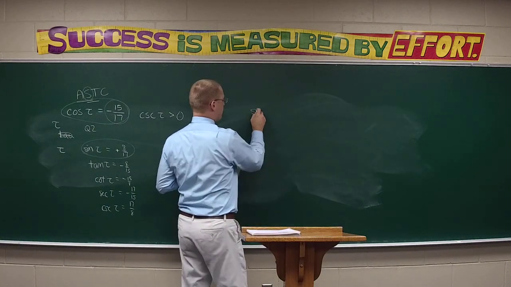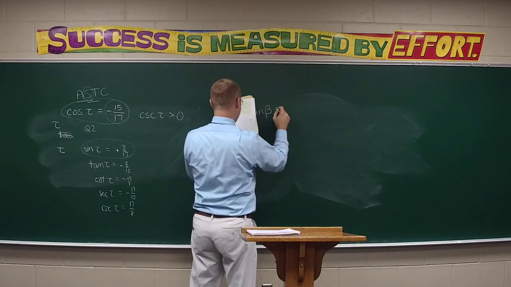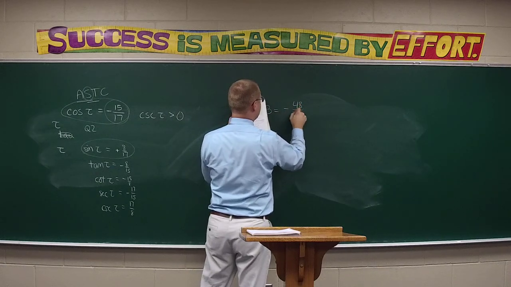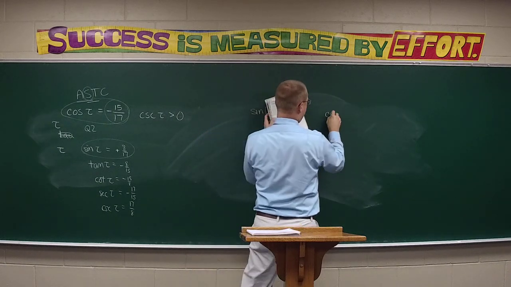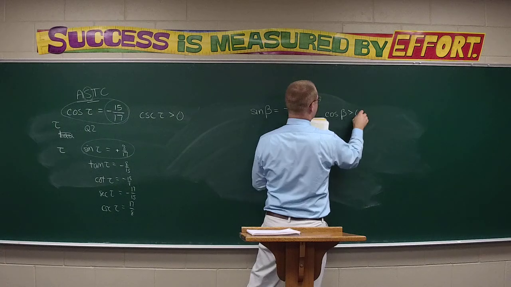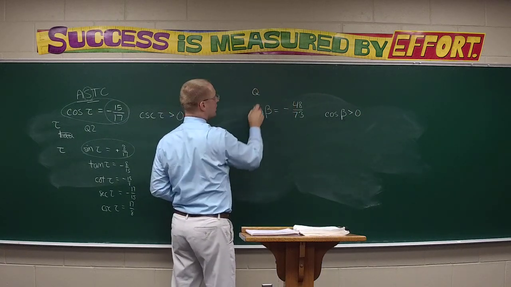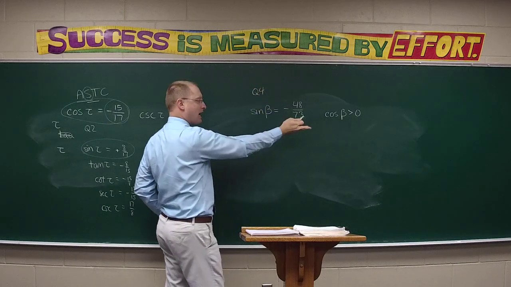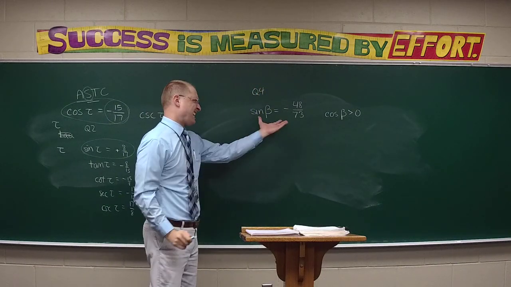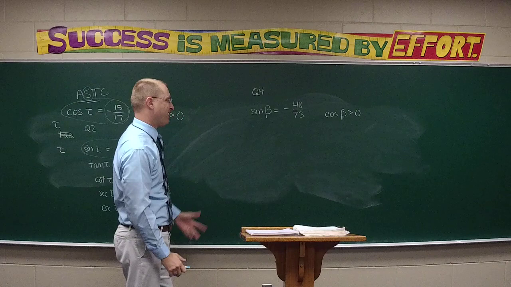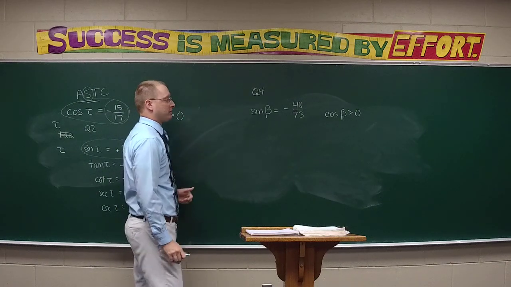Given the sine of beta is negative 48 over 73, and given that the cosine of beta is greater than 0, let's start by identifying the quadrant, class. Quadrant 4. Cosine's positive, which could be 1 or 4, but sine's negative, which doesn't happen in quadrant 1. So quadrant 4.